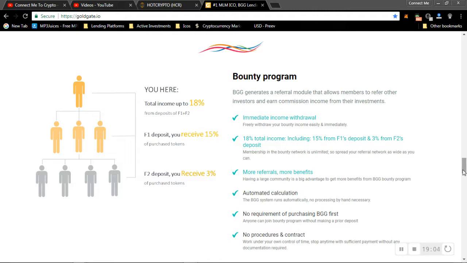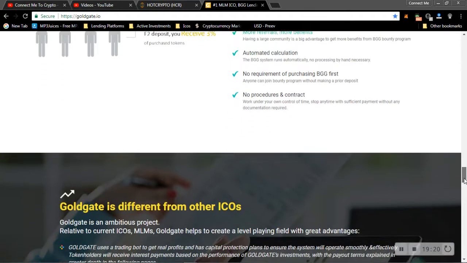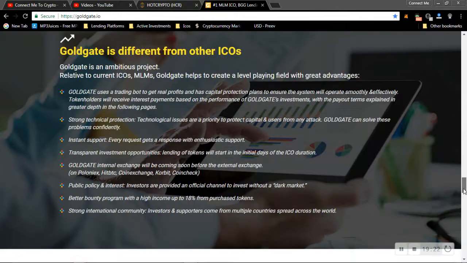Stop anytime with sufficient payment without any documentation required. So I don't know if I like that. So you can work under your own control, blah, blah, stop anytime with sufficient payment without any documentation required. I don't know about that because we've been having a lot of security issues. So I want to know how to handle that.